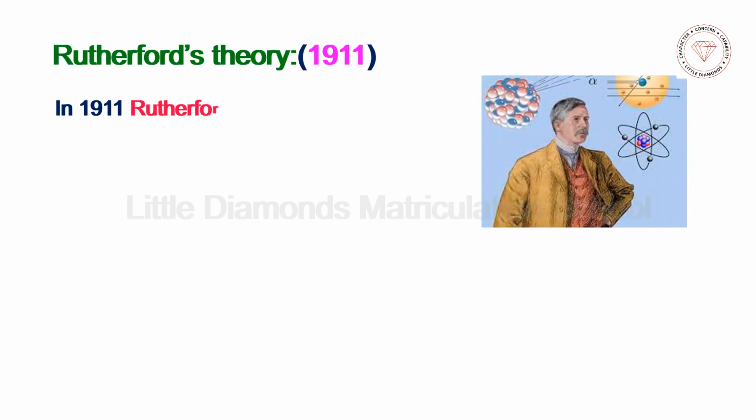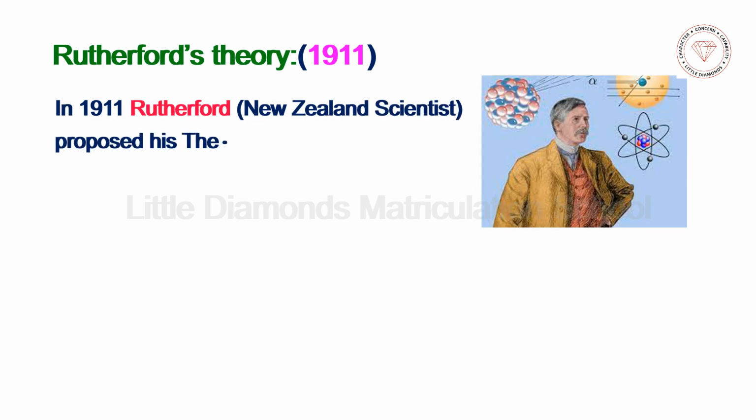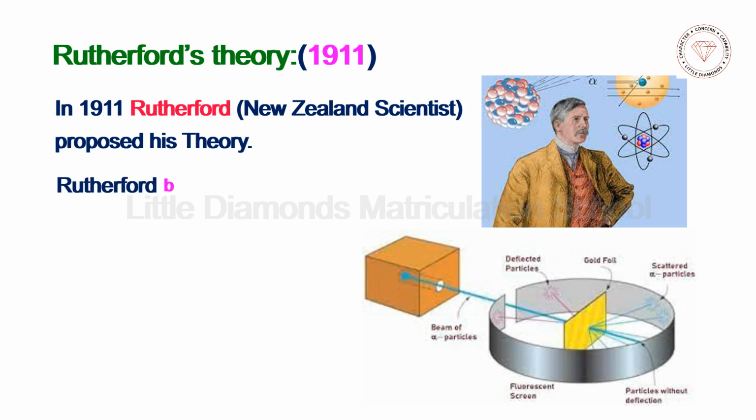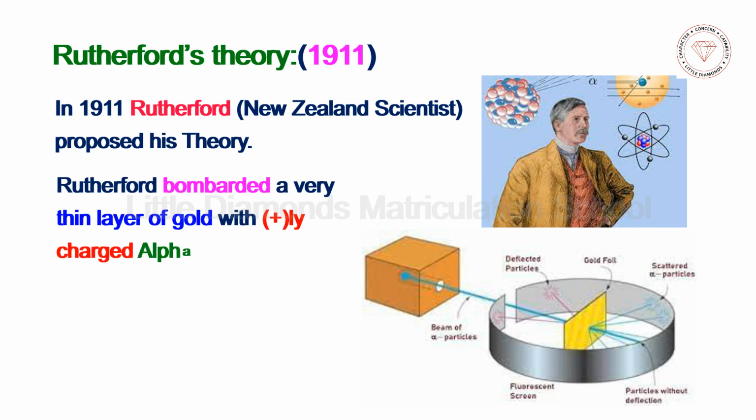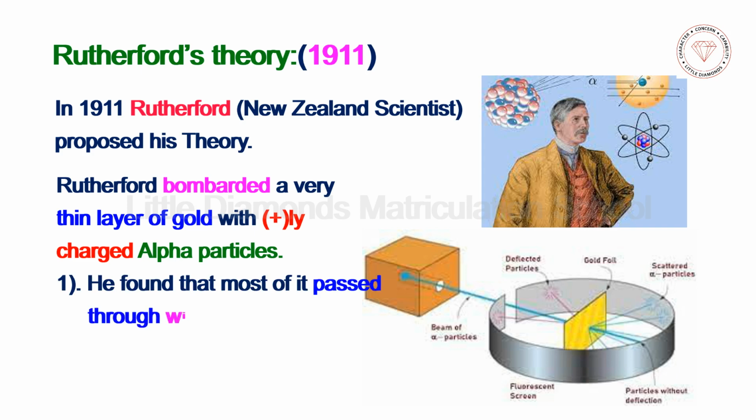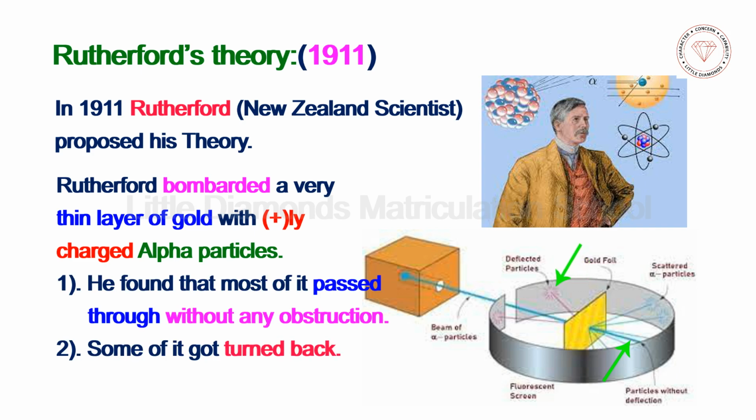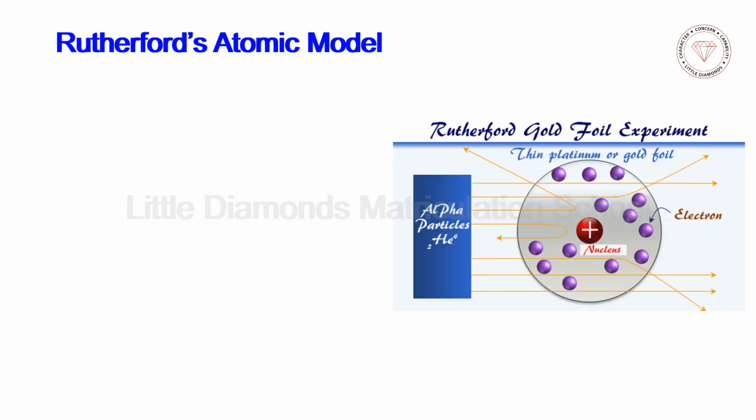In 1911, New Zealand-born scientist Rutherford proposed his theory. Rutherford bombarded a very thin layer of gold with positively charged alpha particles. He found that most of it passed through without any obstruction. Some of it got turned back. Some got slightly deflected. Based on his observation, he proposed a model of the atom called Rutherford's atomic model.